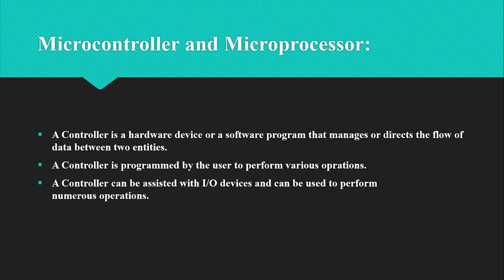Hello everyone, I am Tejas Shivrame. My part is what microcontrollers and microprocessors are. A controller is a hardware device or a software program that manages or directs the flow of data between two entities. A controller is programmed by the user to perform various operations. A controller can be assisted with I/O devices and can be used to perform numerous operations. But a microprocessor is a very different object. It doesn't have any input or output devices. It is simply a processor, and IO devices can be interfaced with it according to our application.